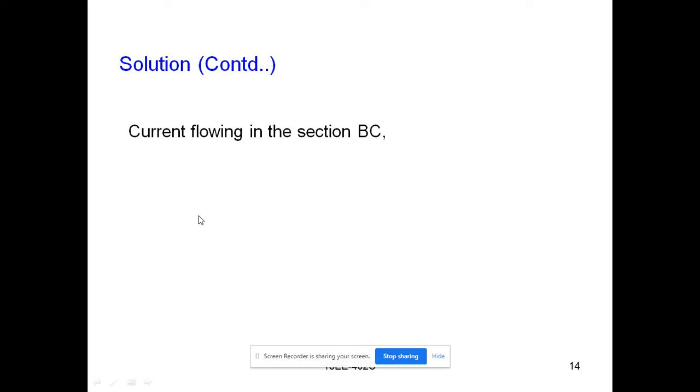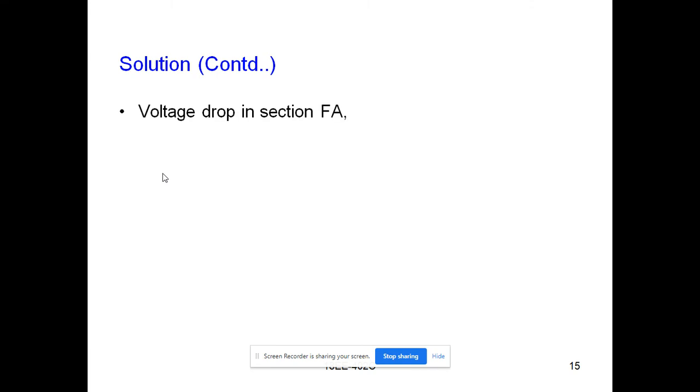And the third section is the BC section. Now we have to find the current flowing in section BC, that is I3. The I3 current is 80 and the power factor is 0.8. So when we write that in cos theta minus J sin theta form, we get 80 of 0.8 minus J 0.6. On multiplying that, we get 64 minus J 48 amperes.